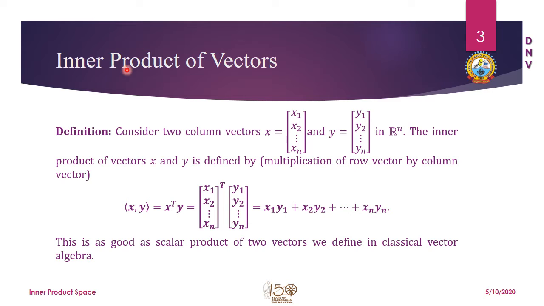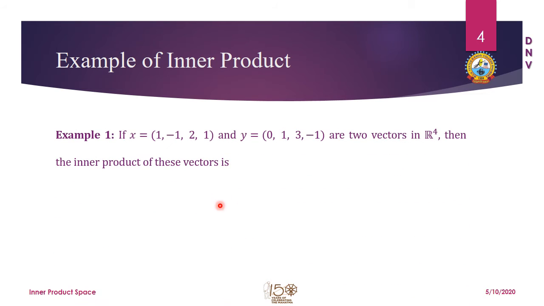So next we define outer product. When we have defined the inner product, there must be some outer product also. So let us see what is the outer product of these two vectors and which one is useful for us in discussing the inner product spaces. So before we go for outer product, let us have an example of this inner product.